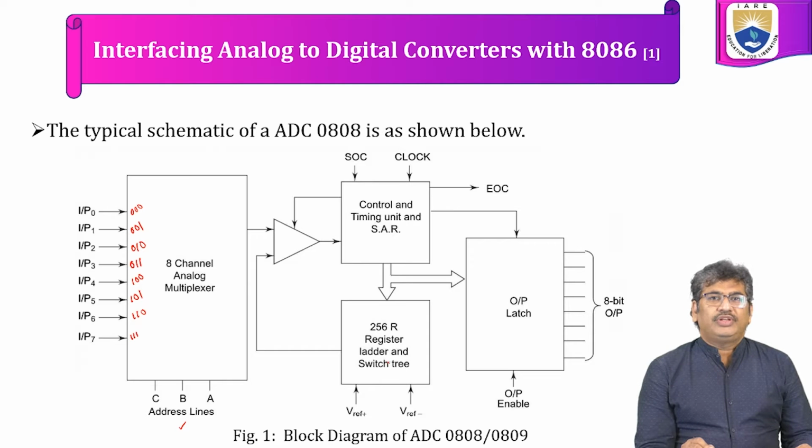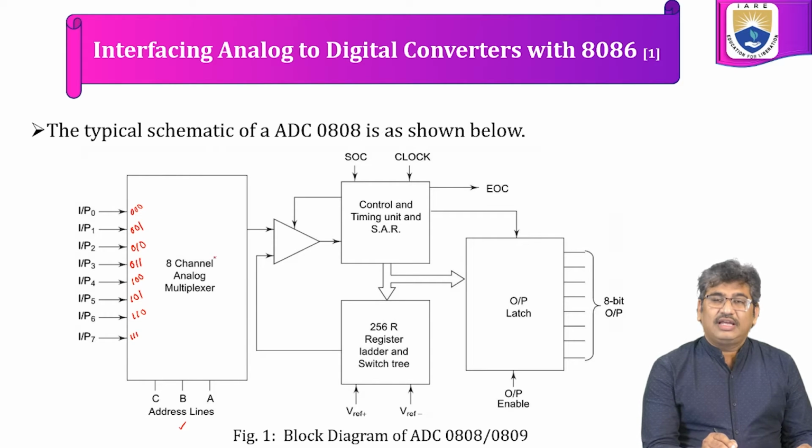Whichever input you want to convert, from input 0 to input 7, for proper selection we have to send the corresponding address on these 3 lines. Once the input signal is selected, the analog input is given for conversion.